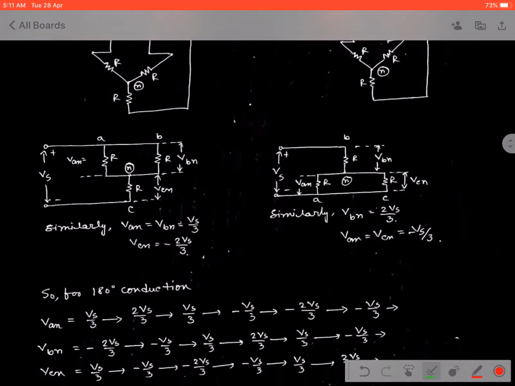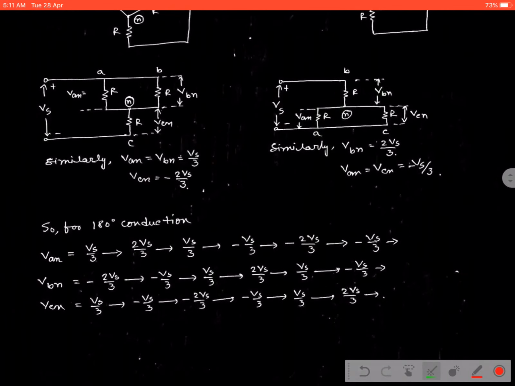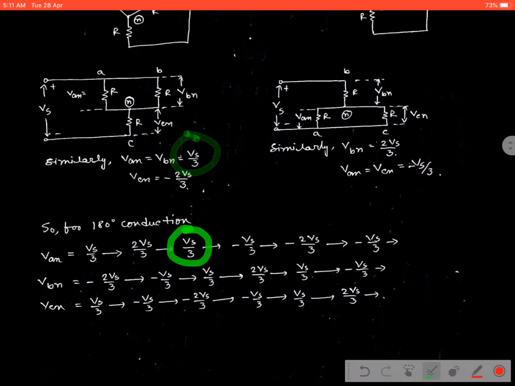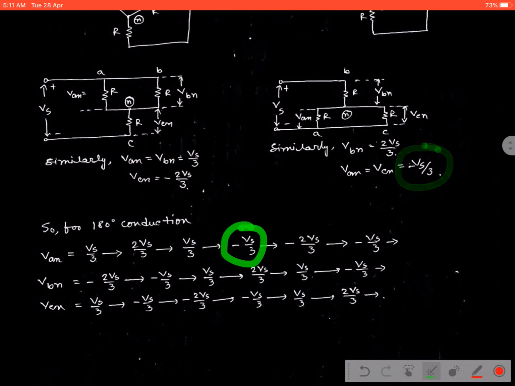So ultimately, considering the four mode operation, if we maintain the sequence of the voltage, VAN during 0 to 60 degree was Vs by 3, then 60 to 120 degree the value was 2Vs by 3, and 120 degree to 180 degree the value is Vs by 3, and then the value is minus Vs by 3. The next modes should follow as minus 2Vs by 3 and minus Vs by 3.